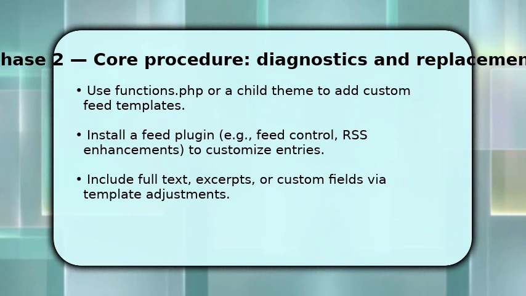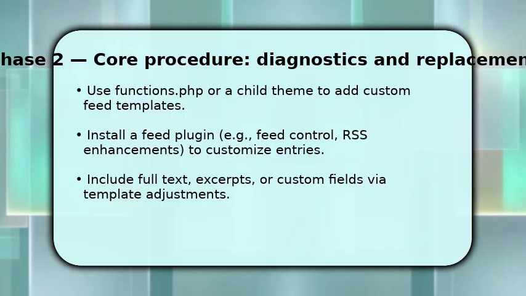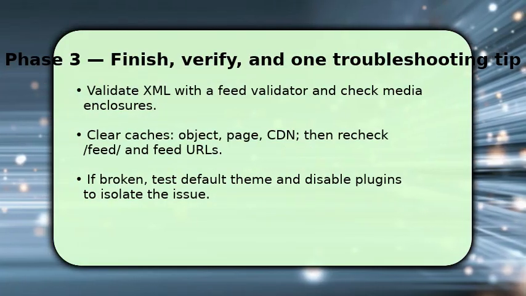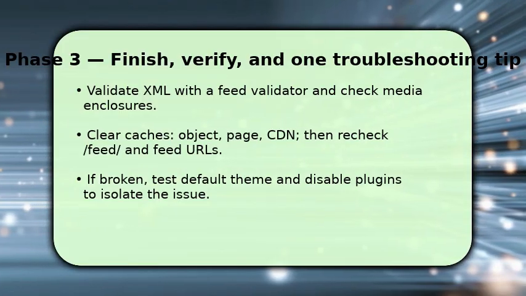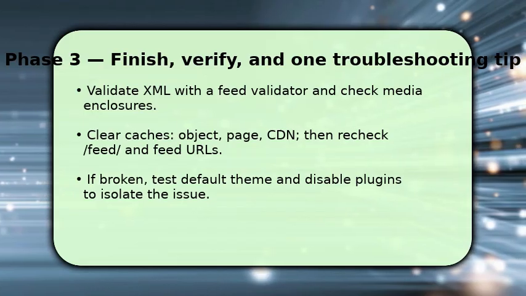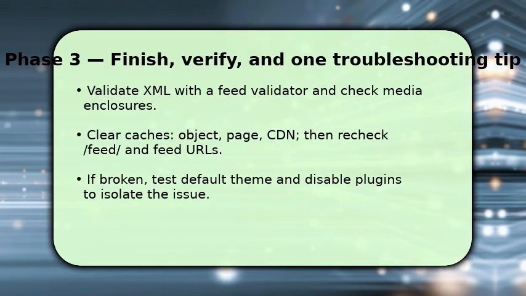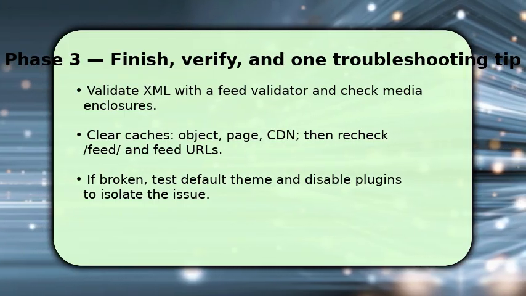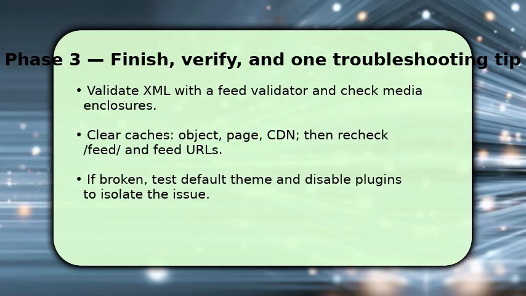Once configured, validate the feed XML and preview entries to confirm titles, dates, and excerpts display correctly. Finish by validating and troubleshooting to guarantee reliable delivery. Validate your XML with a feed validator to catch malformed tags and encoding problems. Clear all caches, object cache, page cache, and CDN to ensure changes propagate. Then re-request /feed/ and any custom feed endpoints.